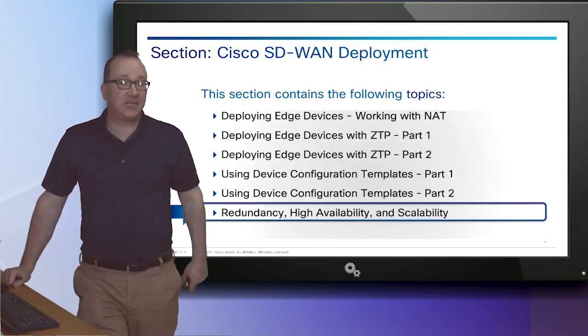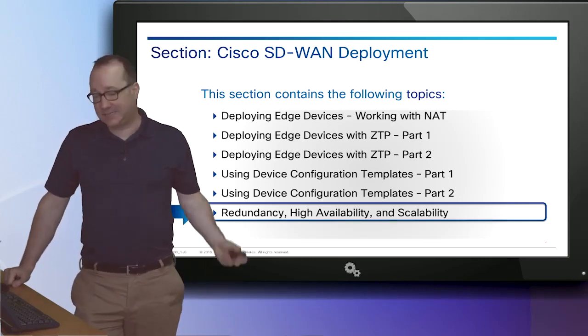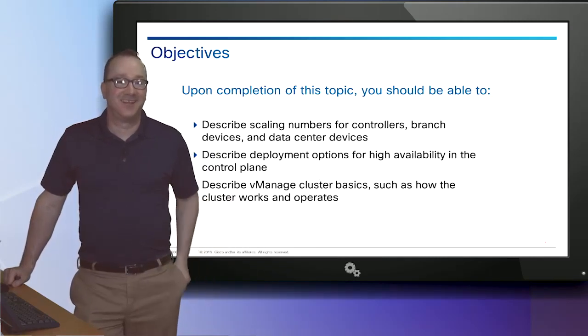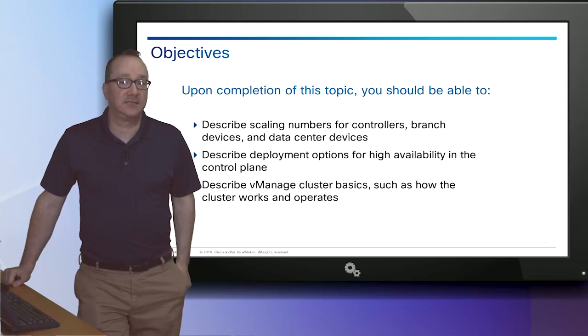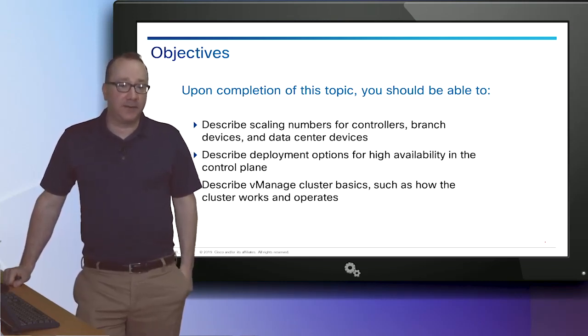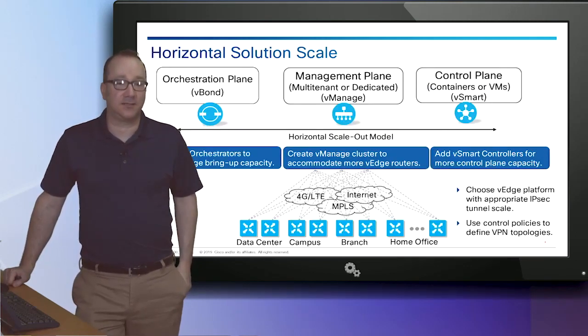So this is the last section of this section. So the next section after this, well, we'll talk about it later. After this, we basically should describe the scaling numbers for controllers, branch devices, and data center devices, and describe the deployment options for high availability in the control plane. And we're going to also talk about the vManage cluster basics, such as how the cluster works and operates.